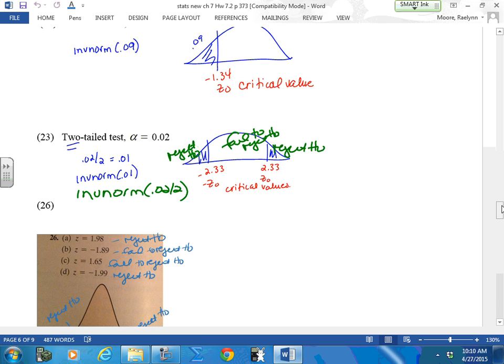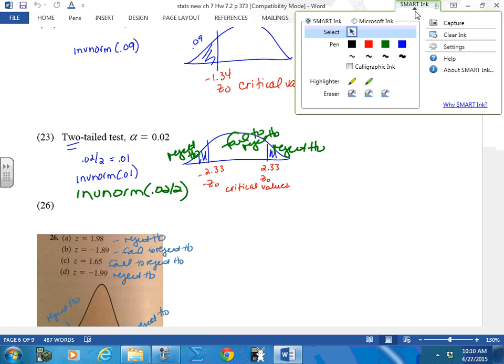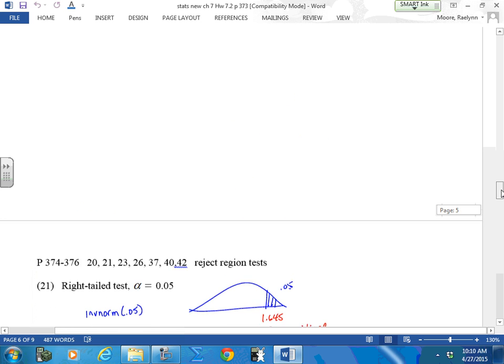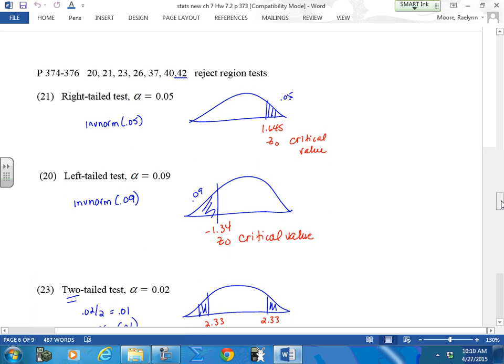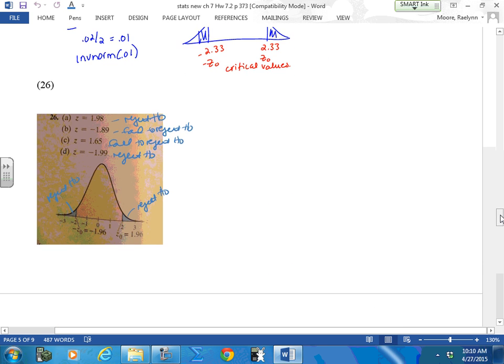Questions? Could you scroll back up, please, for the other one? Yeah. 20 and 21 are swapped around. Okay? All this one did was help you identify what zone it's in.